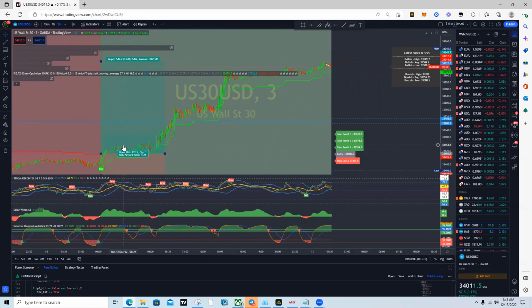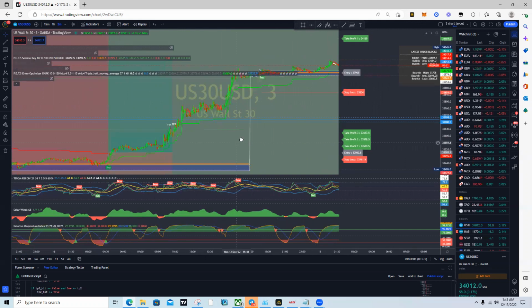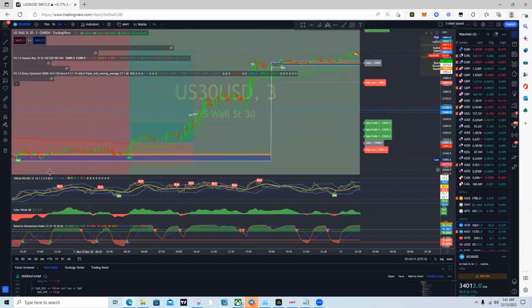Now, this is just the entry optimizer. What I'm going to also do is add on the session key tool. Now, with the session key tool, it also gave you a buy. It gave you a buy earlier today or late last night, maybe during London session, or yesterday, it gave you a buy, right?